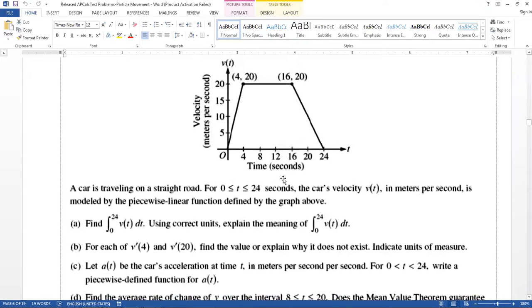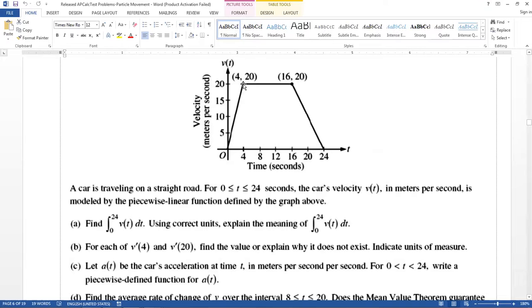This looks fine. Okay, a car is traveling on a straight road for a time between 0 and 24 seconds. The car's velocity in meters per second is modeled by the piecewise linear function defined by the graph above. Now let me just read the graph. This is velocity. The velocity increases, but is linear. In this case, the acceleration is constant, so the velocity increases linearly.